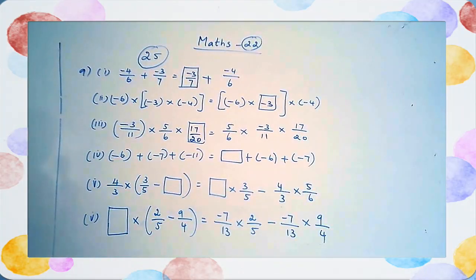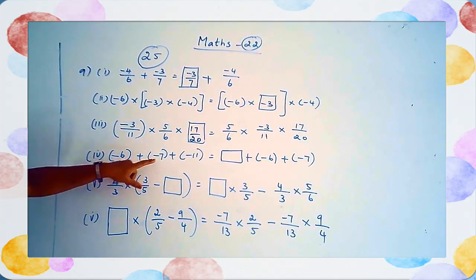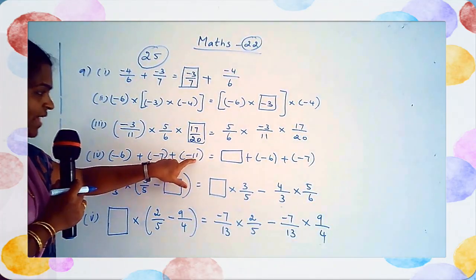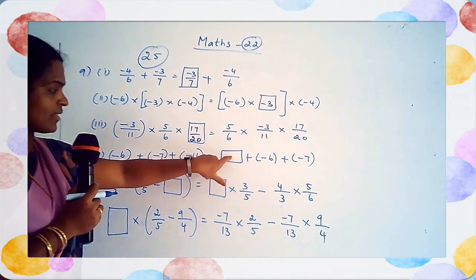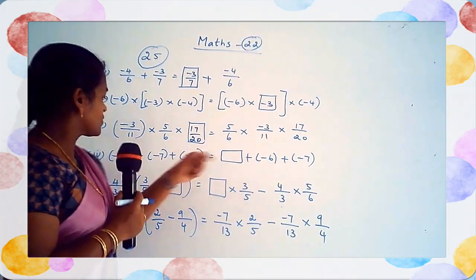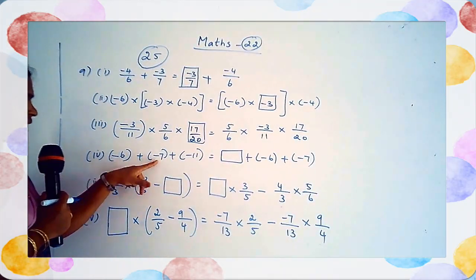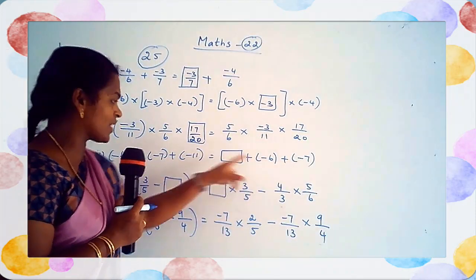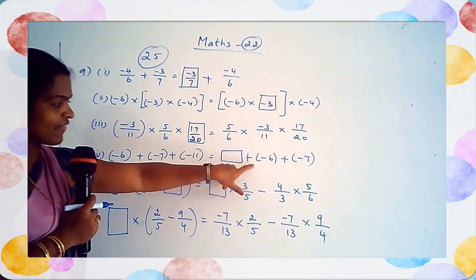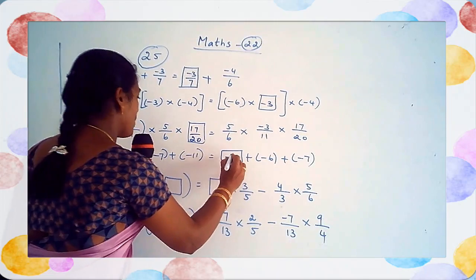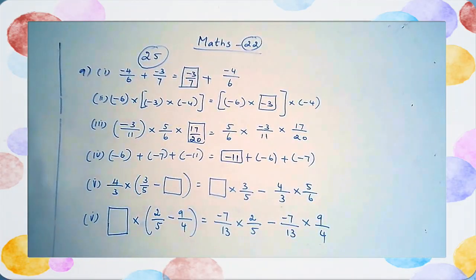Okay? Yes. Now you come to the fourth one. Minus 6 into minus 7 into minus 11. Okay? So here one number will be missing. So the remaining values minus 6 and minus 7 are there. Yes, children? So here minus 11 is missing. So your answer is minus 11. Okay? Yes. Now you come to the fifth one.